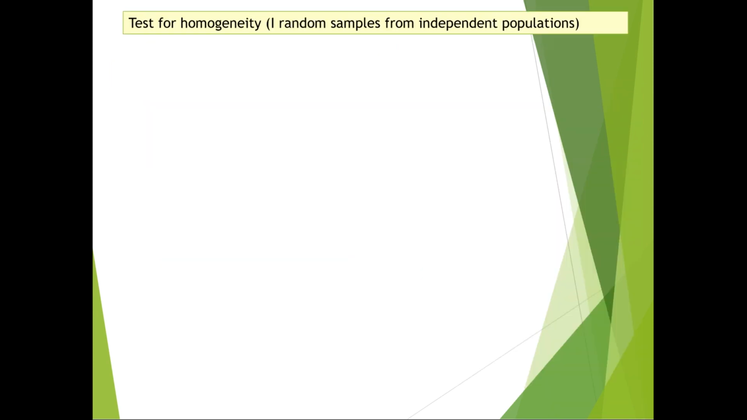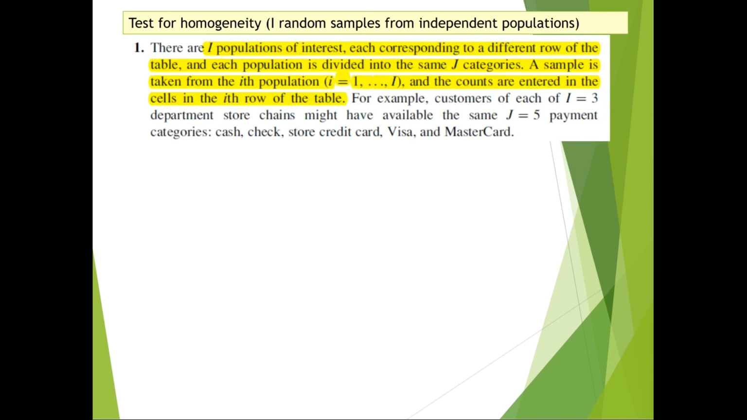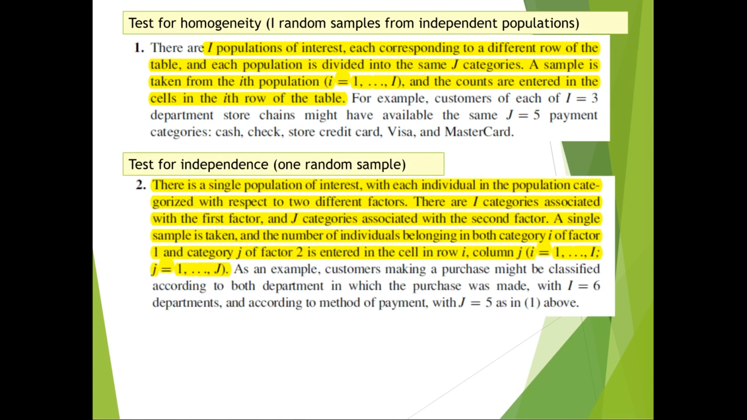The test for homogeneity assumes that we have I random samples from independent populations. So we have I populations of interest, and a sample is taken from each one of these populations, and you are given an example there. While for the independence test, you have one random sample, and this one random sample is classified according to two factors.